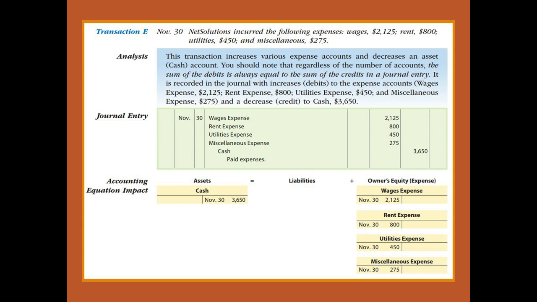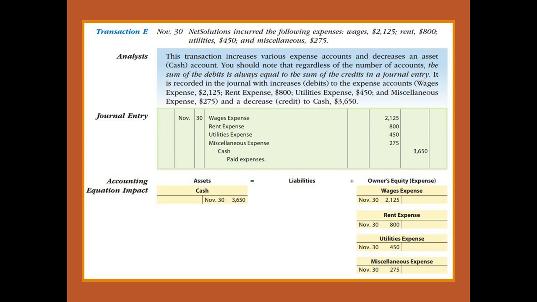Transaction E. November 30. NetSolutions incurred the following expenses: wages $2,125, rent $800, utilities $450, and miscellaneous $275. Analysis of this transaction: it increases various expense accounts and decreases an asset, cash, account. You should note that regardless of the number of accounts, the sum of the debits is always equal to the sum of the credits in a journal entry.